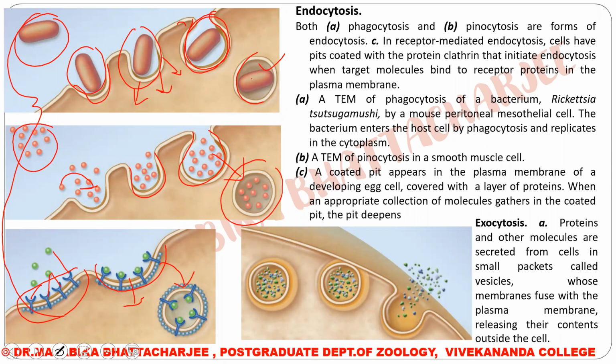Talking about exocytosis, you can see this is cellular debris kept in a vesicle. The vesicle starts moving towards the inner surface of the plasma membrane. The vesicle then fuses with the inner surface of the plasma membrane, and all the materials inside the vesicle are thrown out into the exterior of the cell. So this is exocytosis.